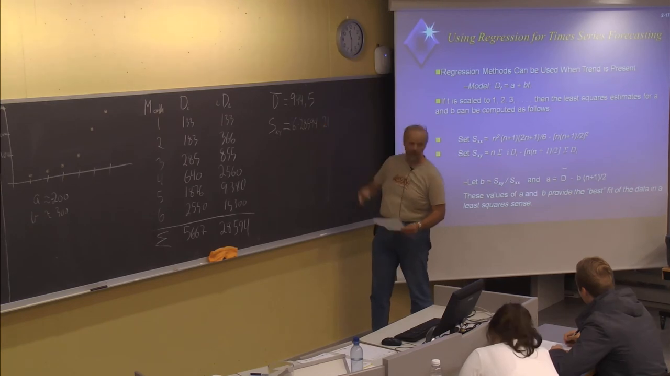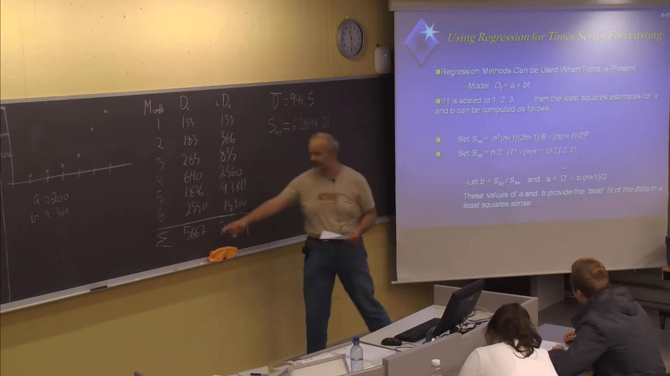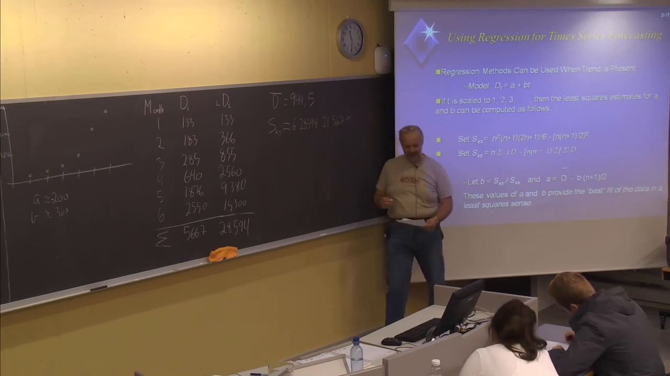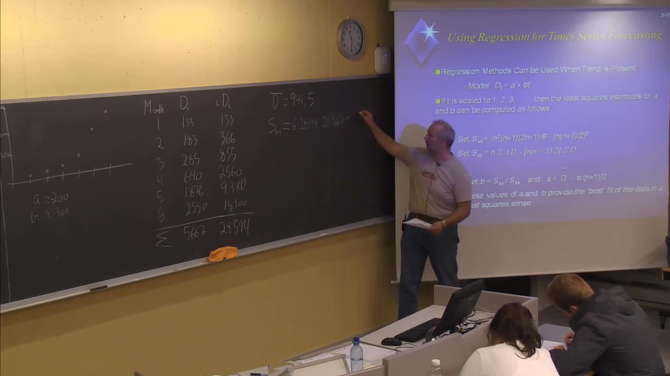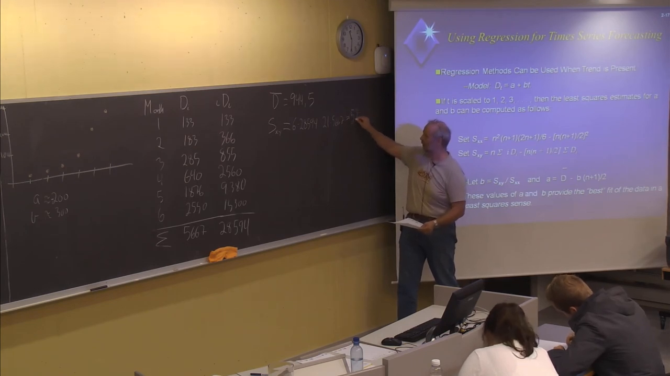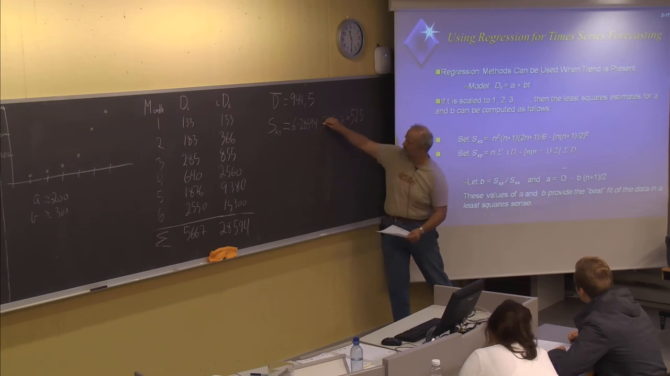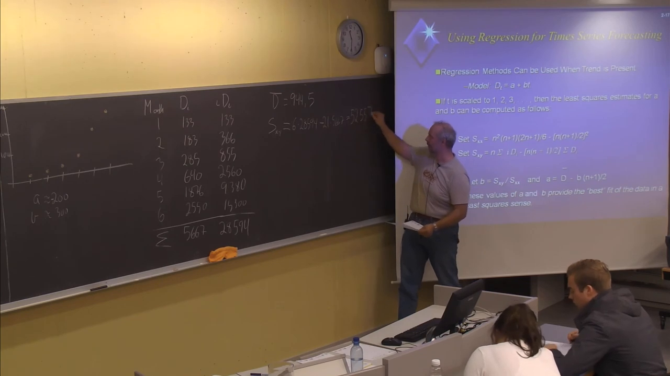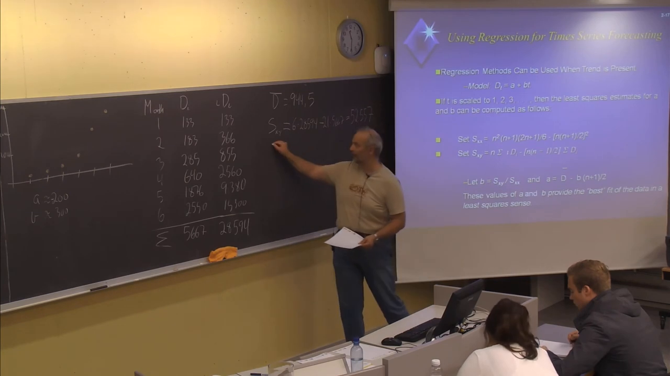And multiplied by the sum of the demand, which is 5,667. Which means that the value of SXY should be minus 52,557. Minus should be there, 52,557. This is now the value of SXY, and we can find the formula for SXX.